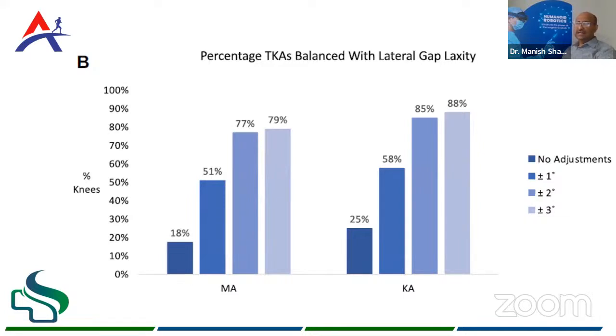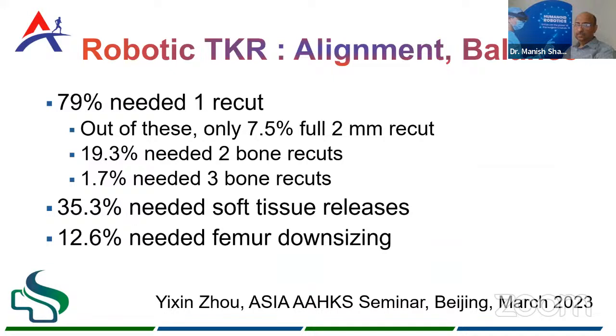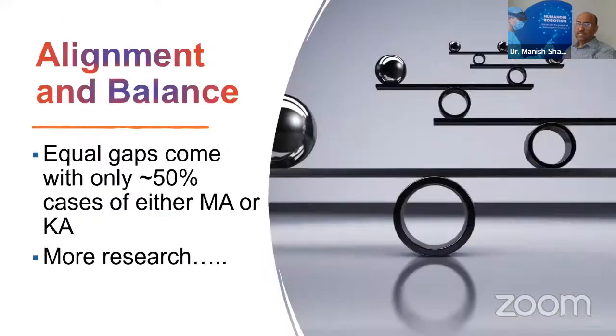If we allowed for a lateral gap laxity, even then, 79% with mechanical and 88% with kinematic. 79% needed one recut with a robotic TKR. 19.3% needed two bone recuts. Equal gaps come with only 50% of cases with either mechanical or kinematic.